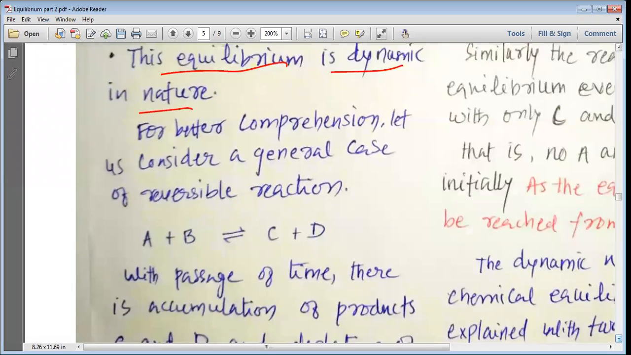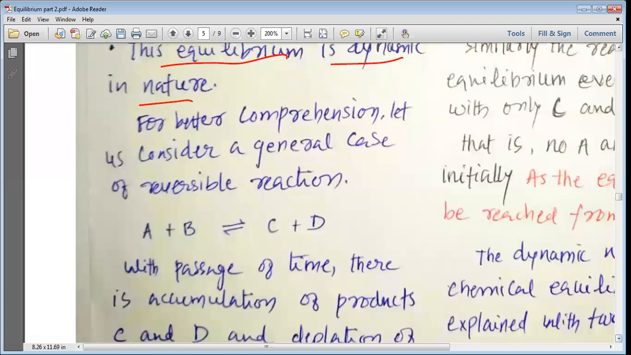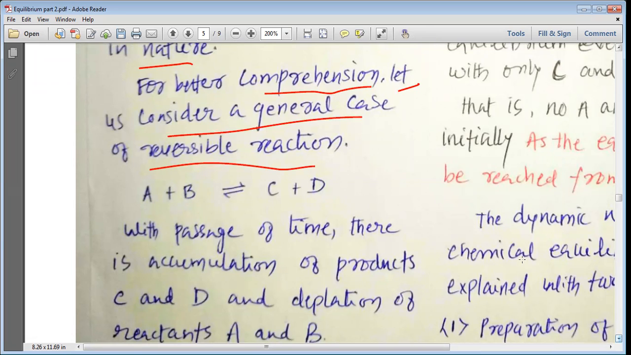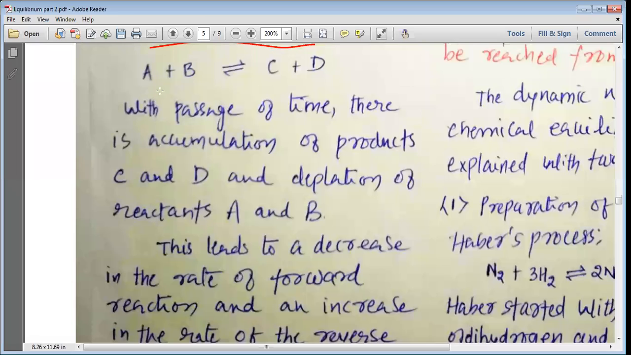That means both the forward reaction and the reverse reaction are going on, but the rates of both reactions become equal, and that is why we do not find any change in the concentration. For better comprehension, to understand it better, let us consider a general case of a reversible reaction. So we have a reversible reaction in which A plus B gives C plus D, and there is an equilibrium established between the reactants and products.